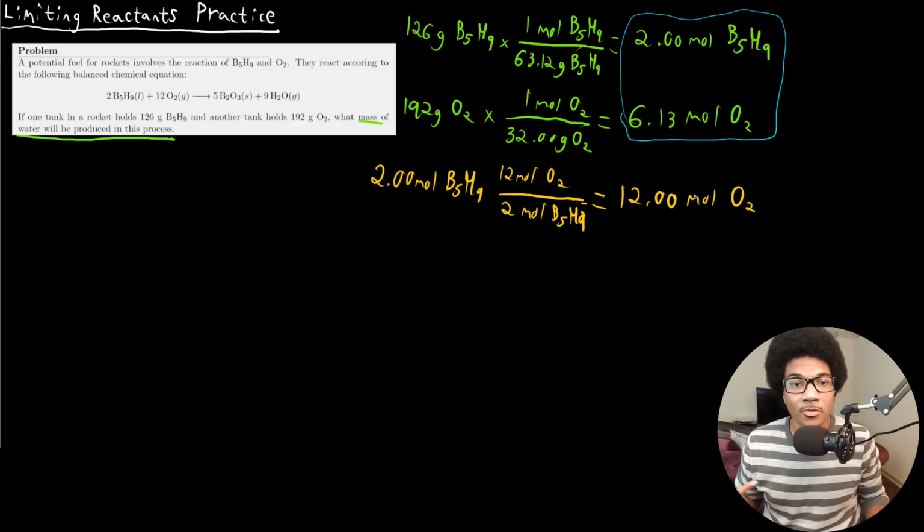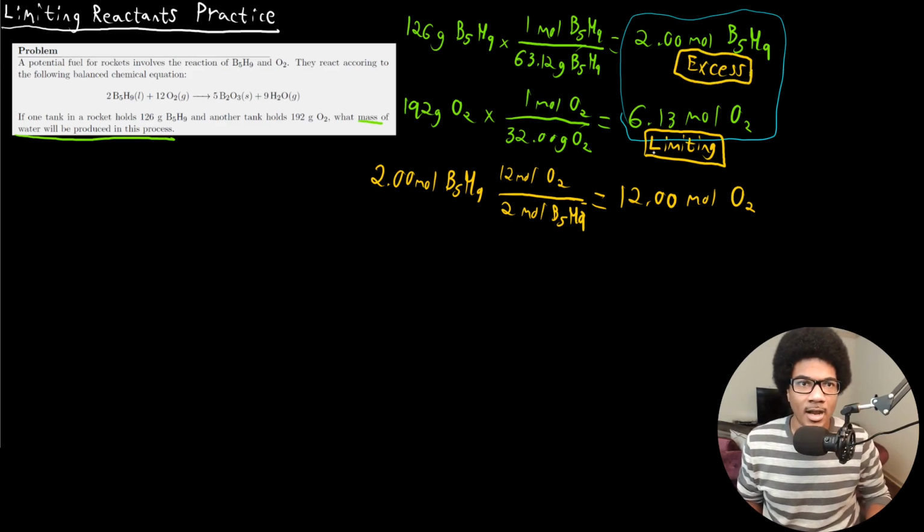So we want to ask ourselves, do we have enough to consume all of this pentaborane? And the answer is no, right? We have 6.13 moles of O2, and it requires 12 moles to consume all of the pentaborane. So that means O2 is going to be your limiting reactant, and that means that your B5H9 is going to be in excess. You're going to have leftover B5H9 since you don't have enough O2 to consume it all. Okay, so we know that O2 is going to be our limiting reactant.